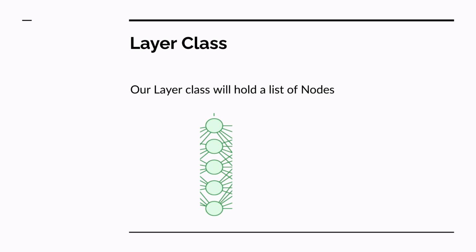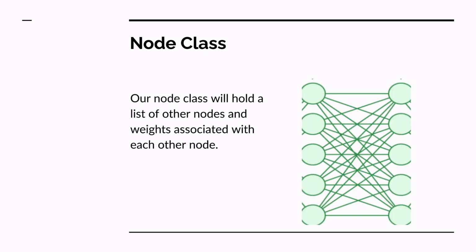This will hold a list of nodes. Next is our node class. This is the most complicated class that we have. It will hold a list of other nodes that it connects to. It will hold a list of weights that correlate to those nodes, and then it will perform the mathematical operation that I already showed you.